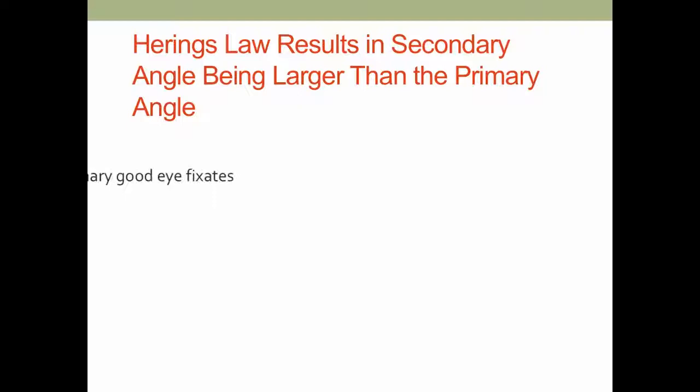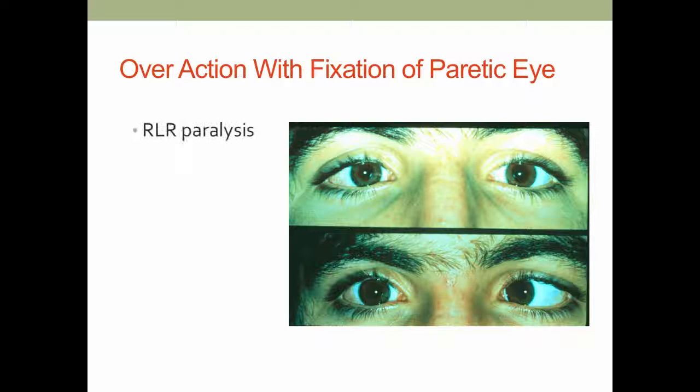At first you think that this is an academic issue. It is not, and the reason why it is not is because if a patient has involvement of the paretic muscle, has macular involvement or visual acuity involvement of the eye that has a paresis, you'll get an overaction, a larger deviation. And when you correct these patients with prisms, you have to take that into account. You have to correct the eye that has a paretic deviation.